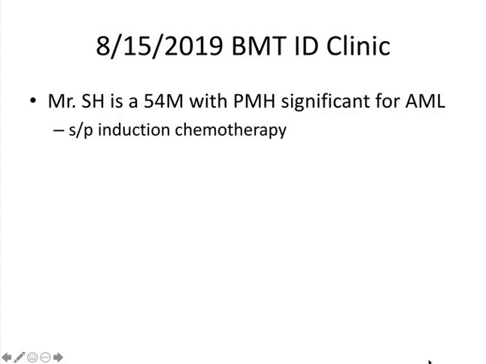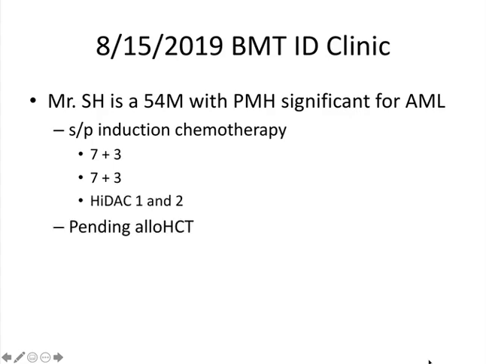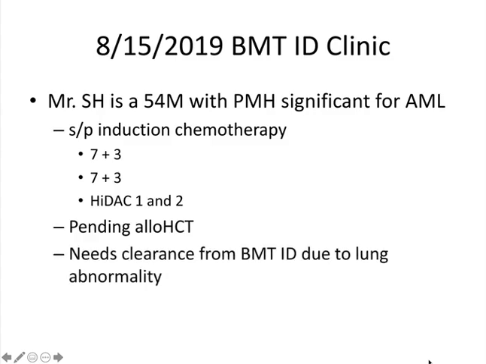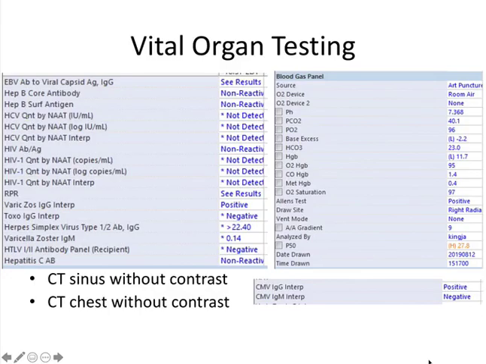So, clinic. Mr. SH is a 54-year-old with past medical history of AML. He's had his induction, 7+3, and he got it a second time. And then he got HIDAC, 1 and 2. He's pending his allo transplant, and he needs clearance due to some lung abnormalities. So you can see here, we did vital organ testing beautifully.